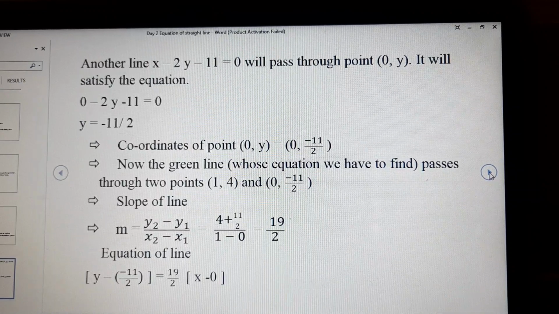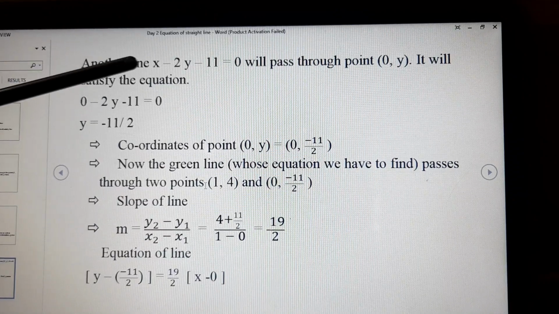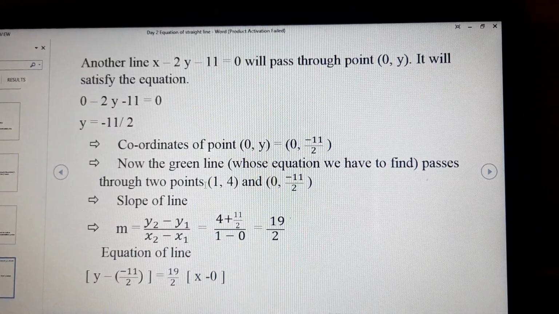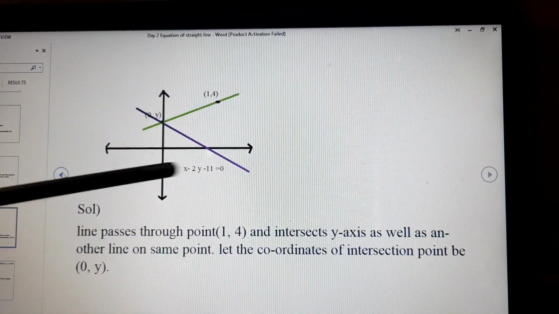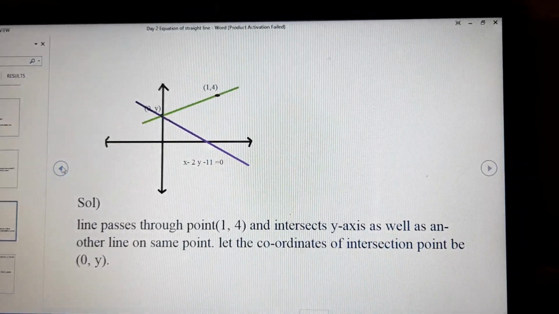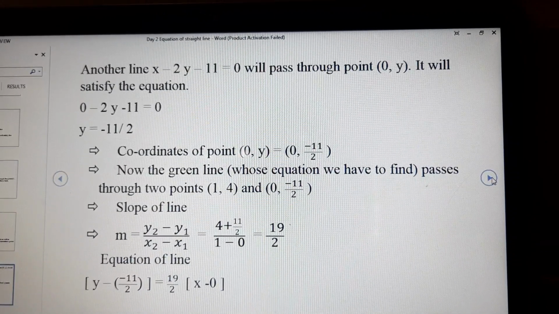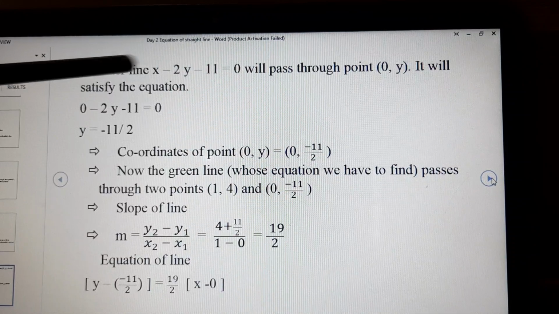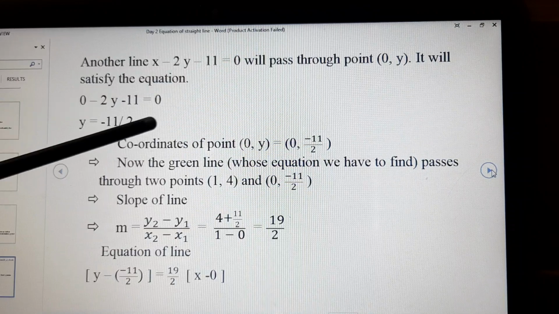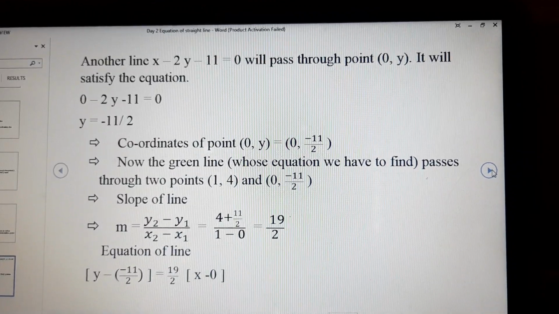Now what? If I go back, I'll read this. The line x minus 2y minus 11 is equal to 0 will pass through point 0 comma y. Do you agree? This purple line is x minus 2y minus 11 is equal to 0. Is this passing through point 0 comma y? Okay, so if it is passing through 0 comma y, then point 0 comma y will satisfy this equation. So we will substitute x by 0 and y by y in this equation. Value of y has come. Are you getting it?